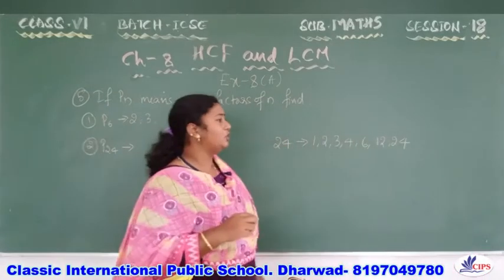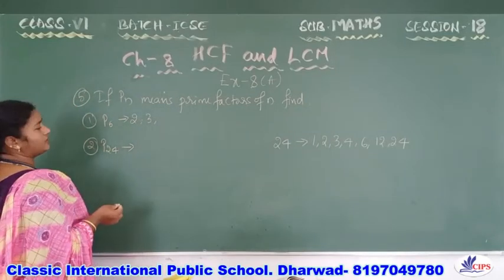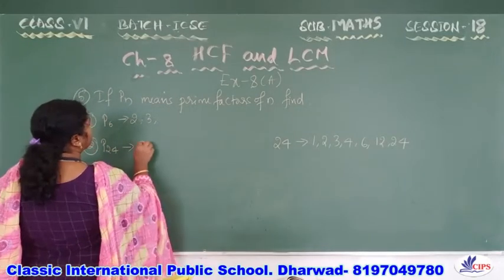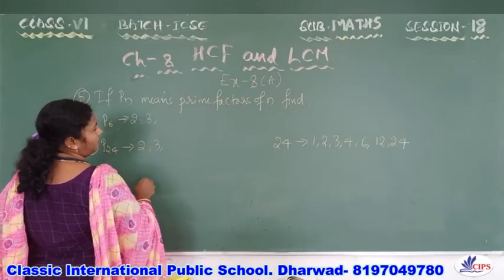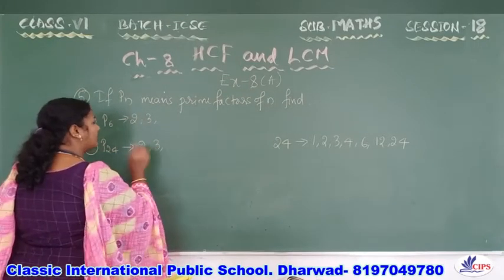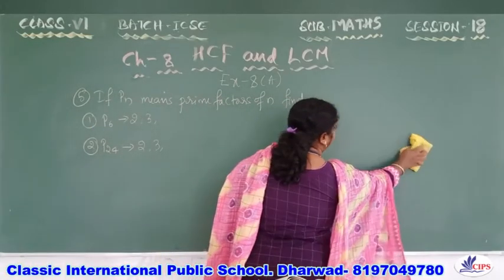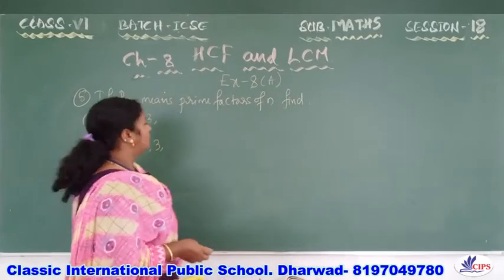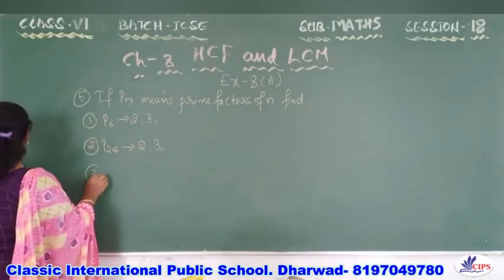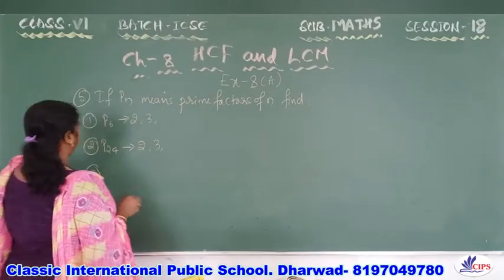But they ask you to write only the prime factors of 24. So which are the prime factors of 24? Among them, it is 2, 3, and the remaining are all composite numbers. So only 2 and 3 are the prime factors of 24. Okay, I think you understood. So next, question number 3.